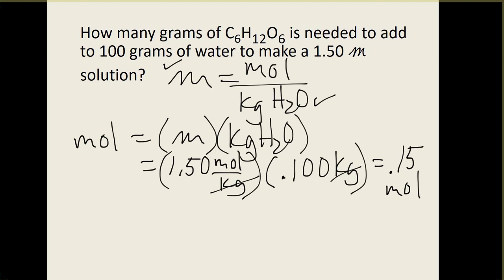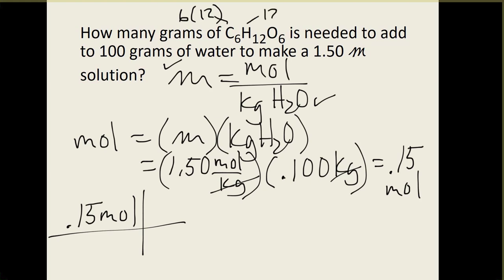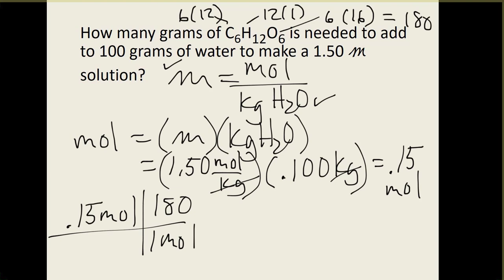So I can't measure this on a balance. I need to change this to grams. And glucose, when you add it all up, 6 times 12, and 12 times 1, and 6 times 16, you're going to get 180. So 180 grams is equal to 1 mole of that glucose, the C6H12O6. So doing my math, I get 27 grams.